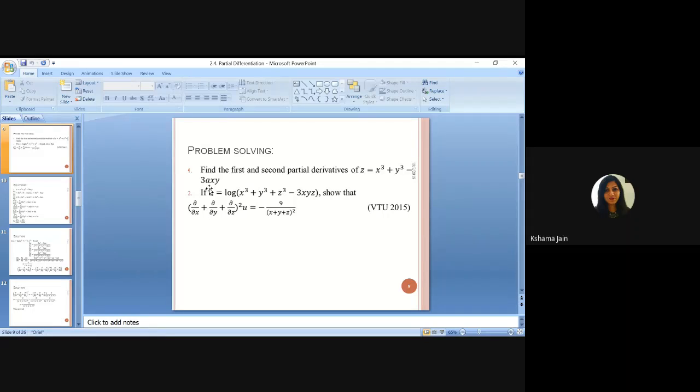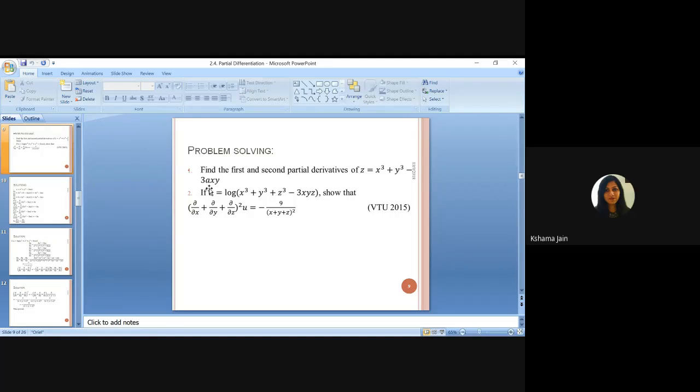This is the first derivative. If you need to find out the second derivative, there are three second derivatives. Del square z by del x square means del z by del x, again you will differentiate with respect to x. So it will become del square z by del x square. Same, del square z by del y square. How would you do it? Differentiating del z by del y with respect to y. And the third second derivative will be del square z by del x del y.